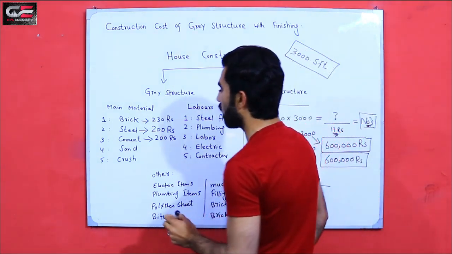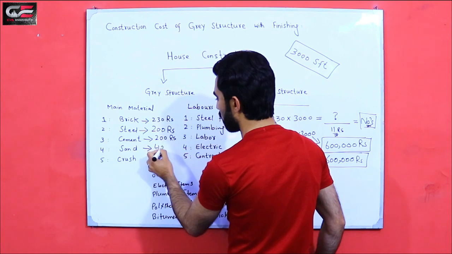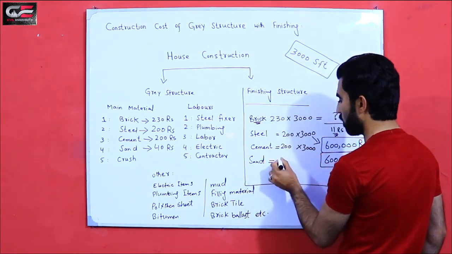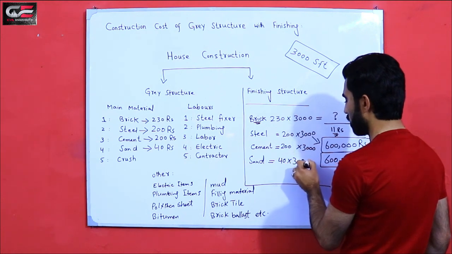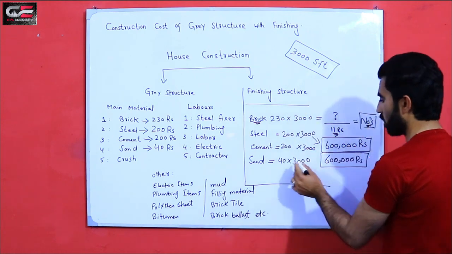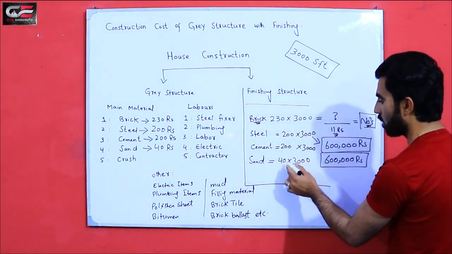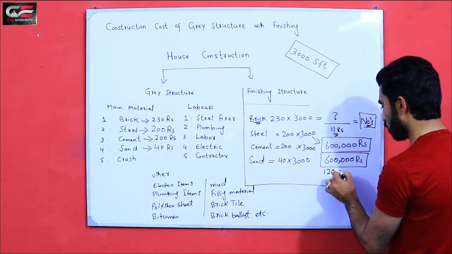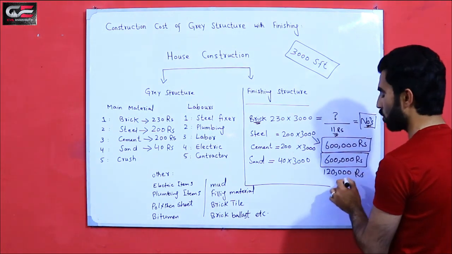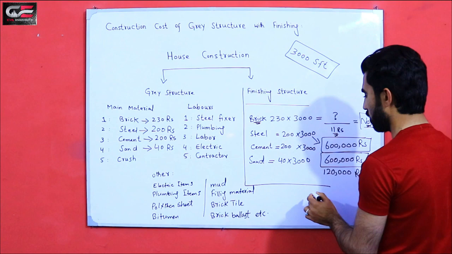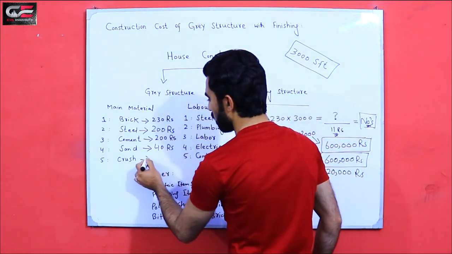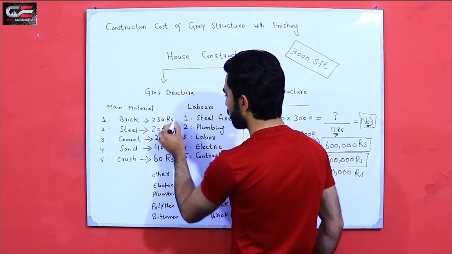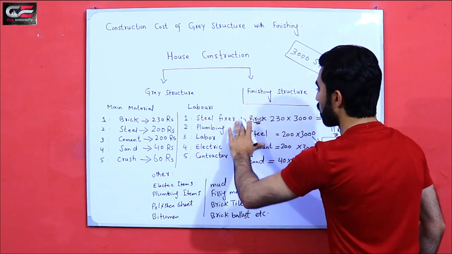Now guys, sand is 40 rupees per square feet. You can find the amount of sand by 40 multiplied by 3000, so you need about 1,20,000 rupees. You can do the calculation for this. And the crush amount per square feet was 60 rupees. Now guys, you can do the calculation for all.